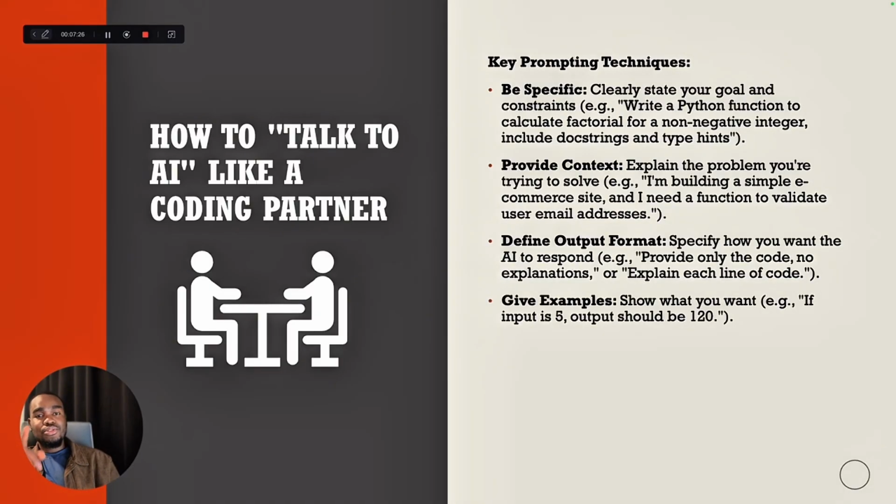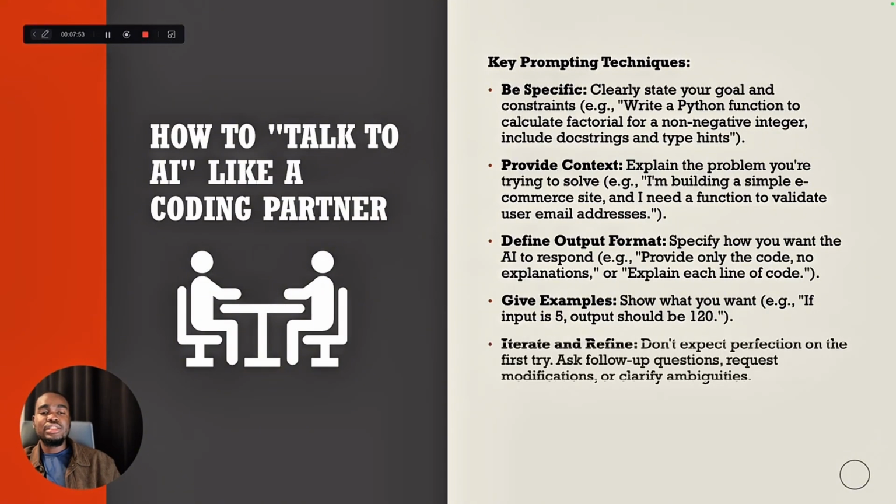And that is also the next one. Give examples. Show what you want, right? After defining your output format, you need to give examples. Okay, I want the example to be: the answer is 5 and the reason it is 5 is blah, blah, blah. That is an example of an output you need, right?